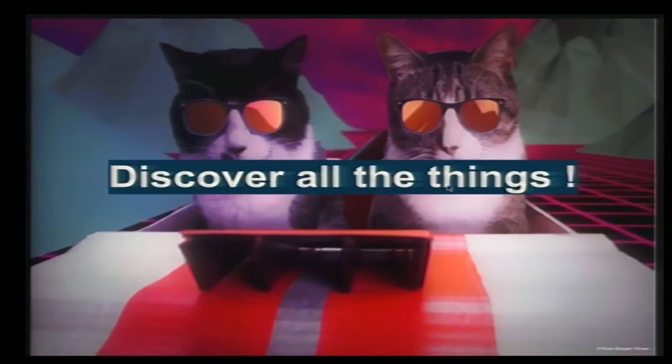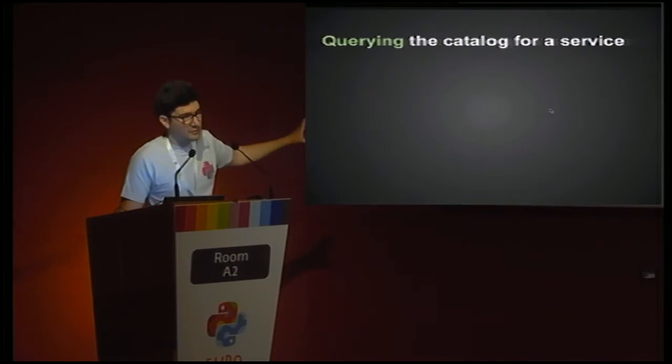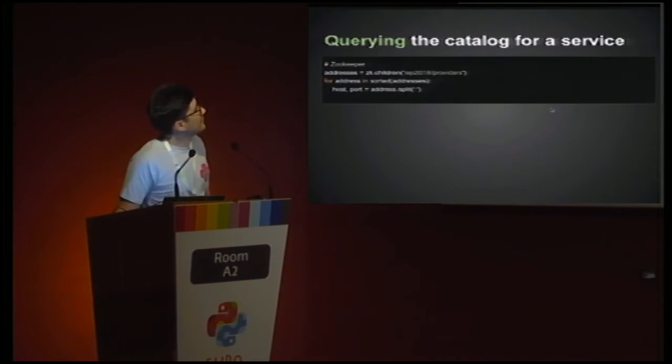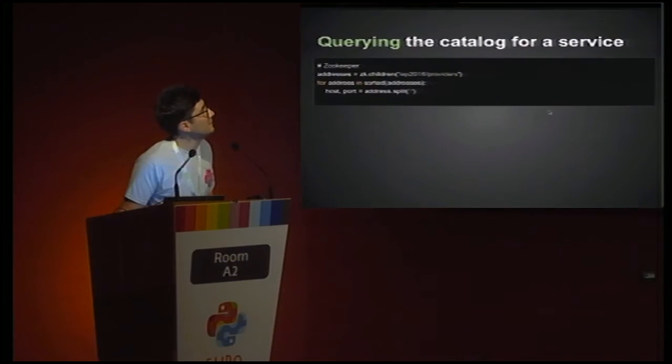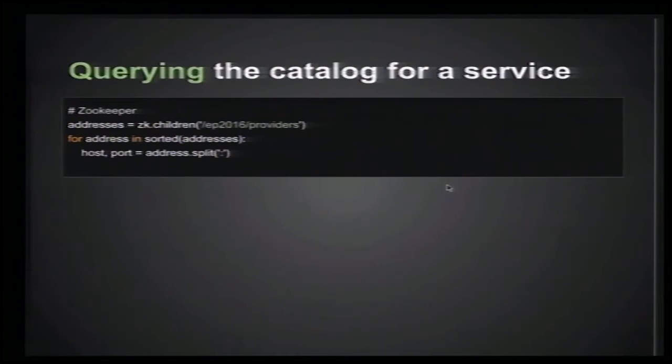How do you discover all of this? It's pretty straightforward as well. I will just show you the querying part. For Zookeeper, you can get the addresses by listing the children of the given node. So I'm listing the children of the providers folder in EP 2016, and that will be my nodes. I just have to loop over them, split on the colon, and I get the host and port of every server providing my service.